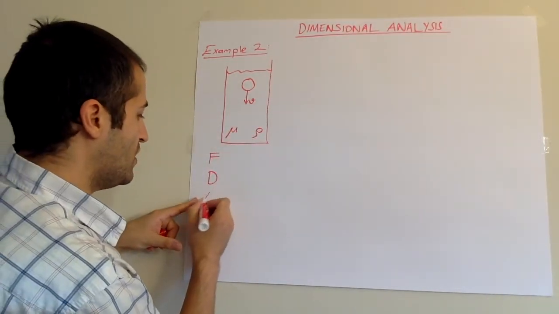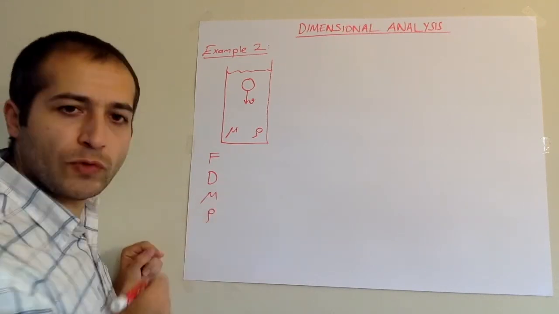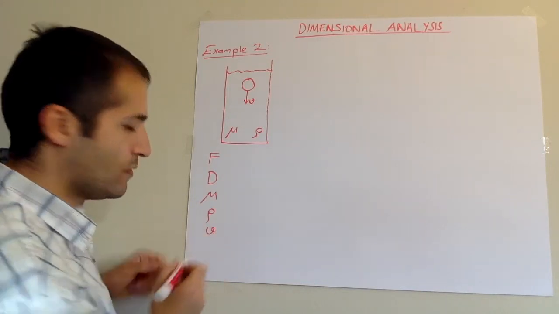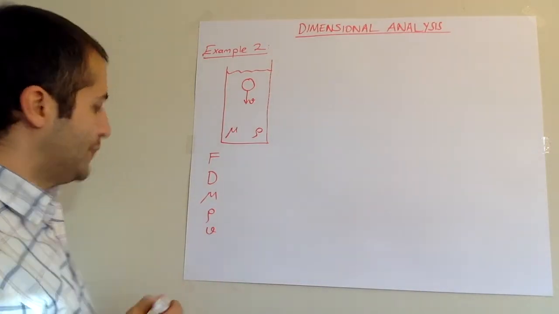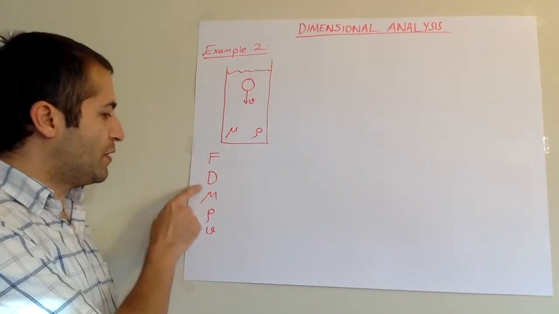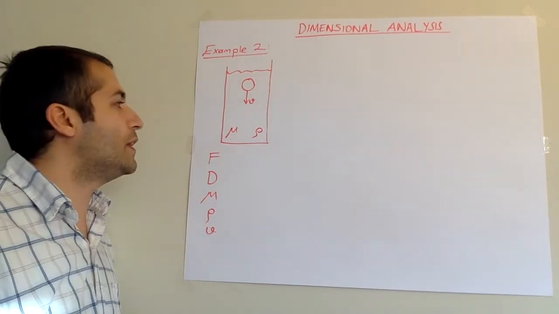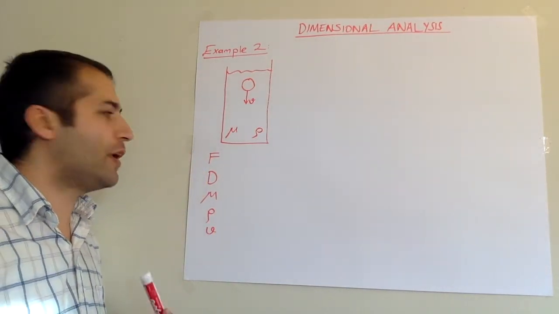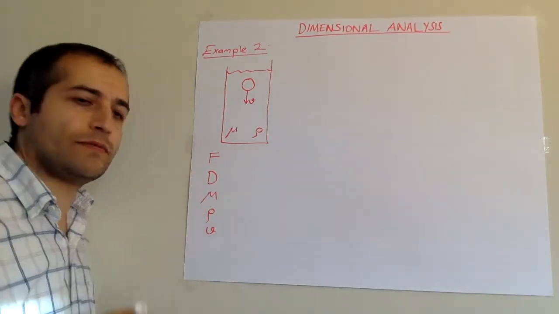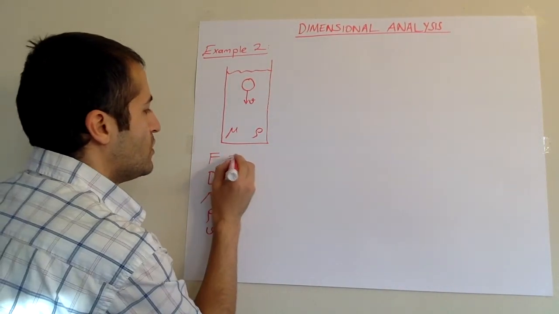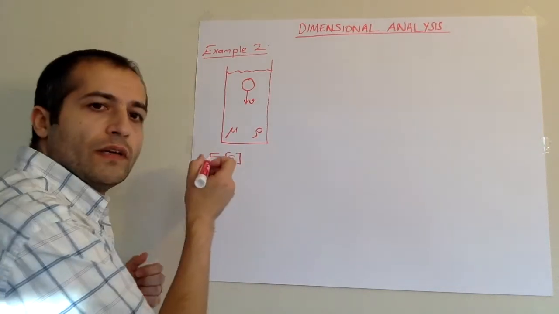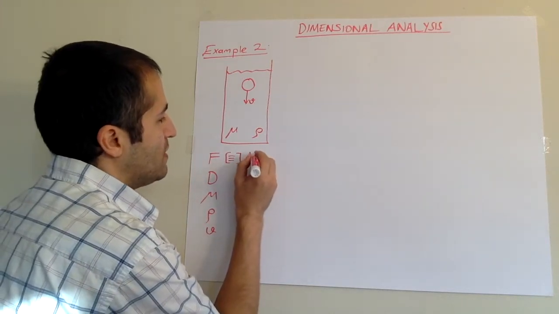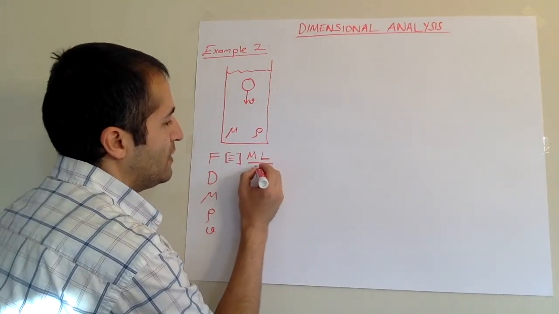I think the viscosity or the density of the fluid can affect it. And also, of course, the velocity of the object, I think, should affect it. So these are the variables that I list that I think will affect the drag force. The next thing I do is write down the units of each variable. The unit of force is equal to, since it's kilograms times meters per second squared, mass times length divided by time squared.